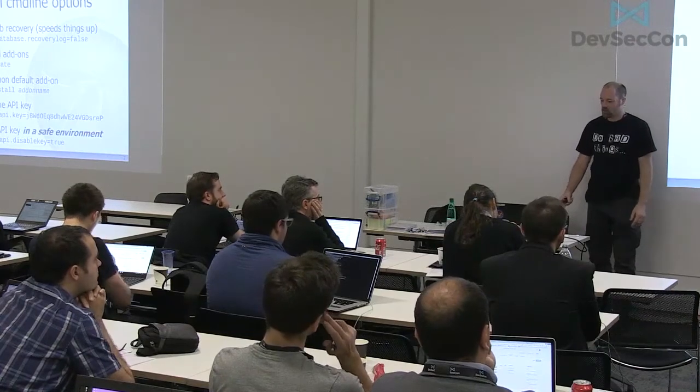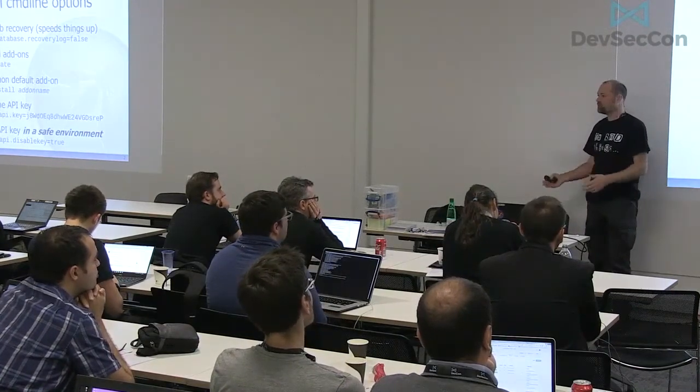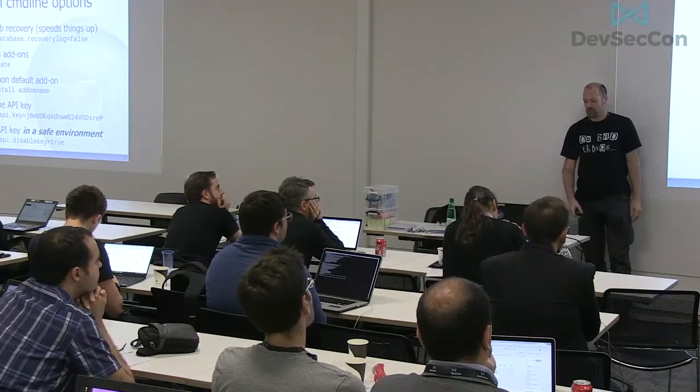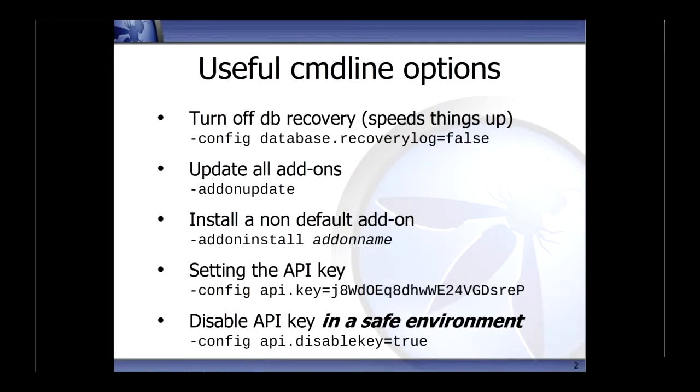And if you want to install a non-default add-on, particularly running, say, via Docker, you can just specify it by -addoninstall and then the add-on name. You can specify as many of those as you want.